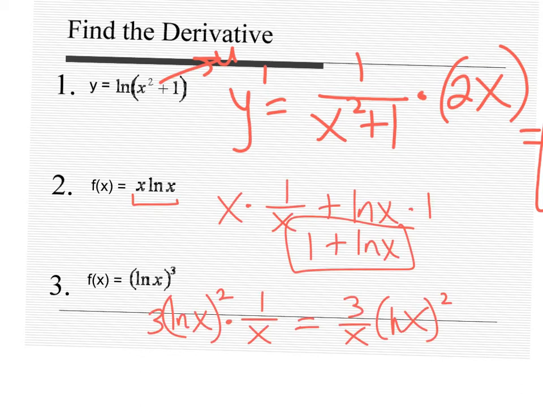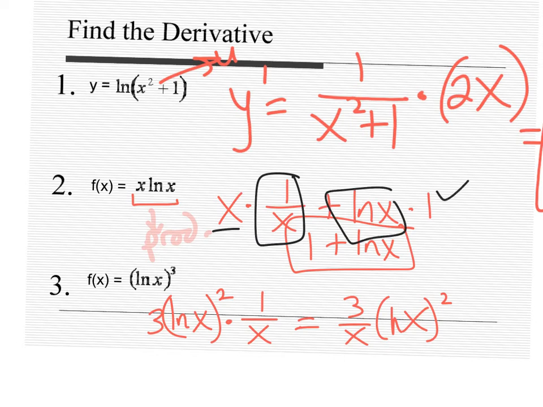Alrighty, so if you got 1 plus ln of x for number 2, fantastic. Remember, you have to use the product rule: first times the derivative of the second plus the second times the derivative of the first. So our first was x, so first times the derivative of ln of x, which is 1 over x, plus the second, ln of x, times the derivative of x, which is just 1, so that simplifies to 1 plus ln of x, which is great.